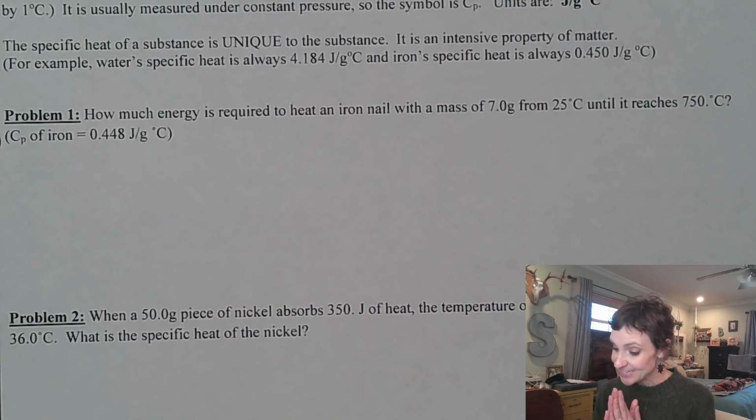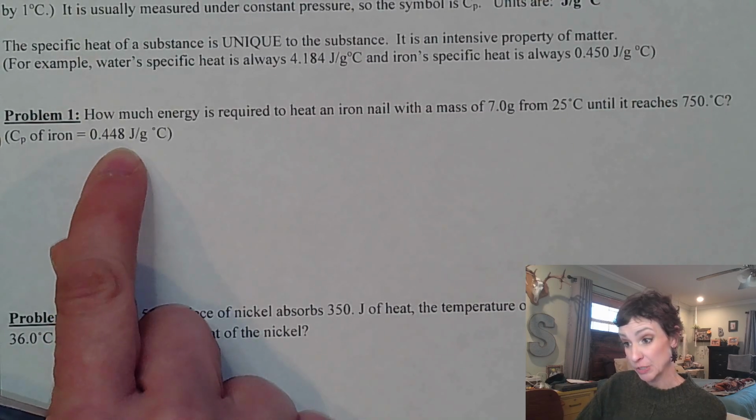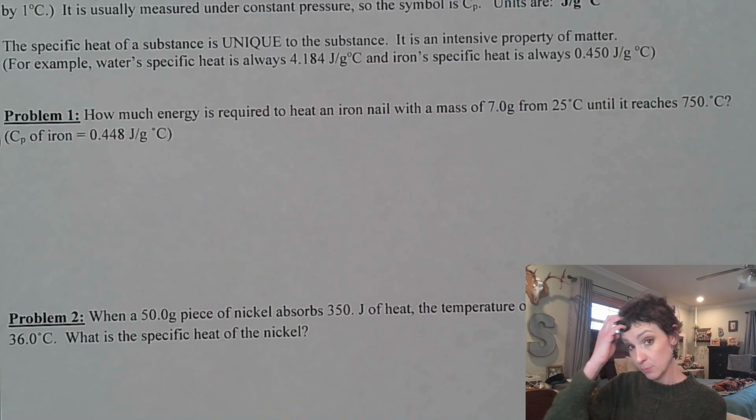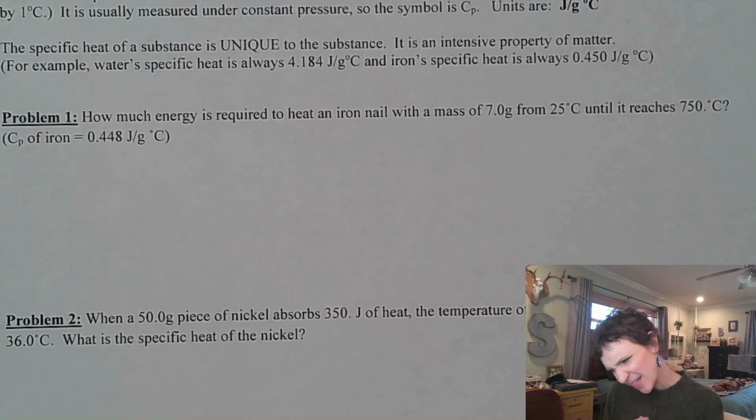Okay, so the question says, how much energy is required to heat an iron nail with a mass of 7.0 grams from 25 degrees Celsius until it reaches 750 degrees Celsius? And then the specific heat of iron I gave you is 0.448 joules per gram degree Celsius. There's lots more numbers here in these problems. That is okay. We can circle these numbers, and by looking at their units, we can be like, oh, I know what that is.